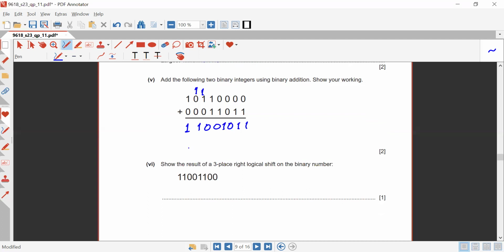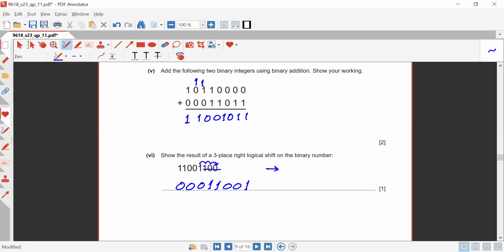Okay, now they are saying show the result of a 3 places right logical shift on the binary. Right means over here. So this one, 1, 2, and 3, goes over here. So we will be having 1, then 0, 0, double 1. Obviously these 3 bits have been discarded because they were shifted out. Now, how are we going to complete the byte? We need to complete the byte by just adding 3 zeros right over here. In this particular manner, we are completing a byte.